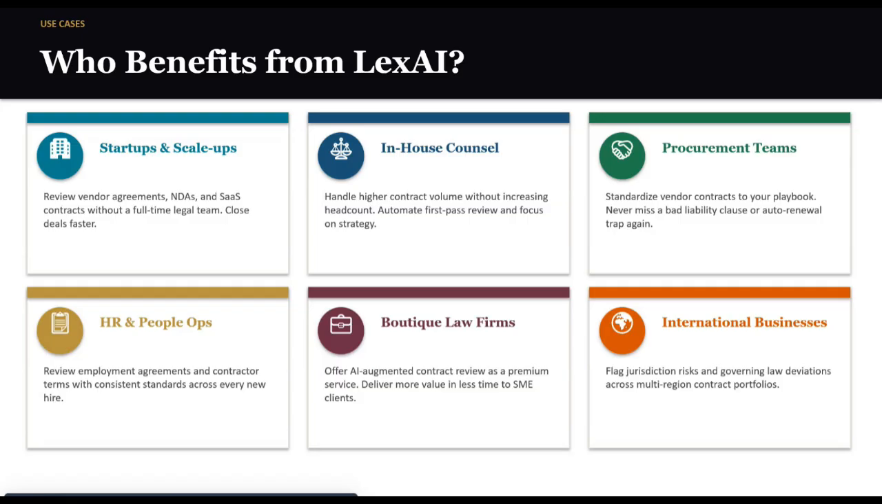Then you have boutique law firms who offer AI-augmented contract review as a premium service, delivering more value in less time to SME clients. And procurement teams standardize vendor contracts to your playbook and never miss a bad liability clause or auto renewal trap again. Then of course you have the international businesses who can benefit from flagging jurisdiction risk and governing law deviations across multi-region contract portfolios respectively.